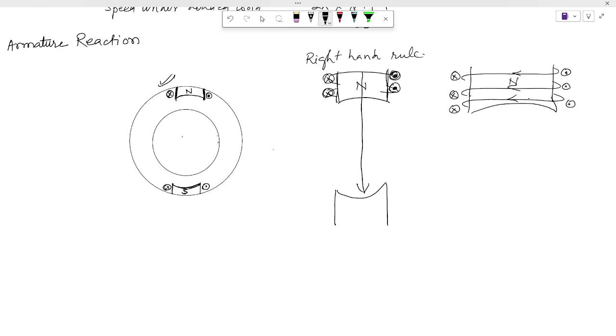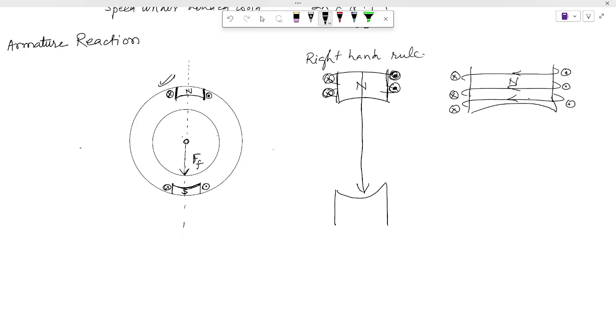Now, if this is the magnetic field, let me call the direction of magnetic field F. When I call F, I mean main field. Main field means stator field.